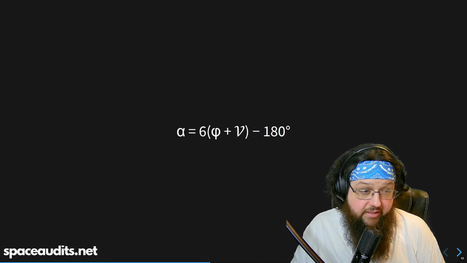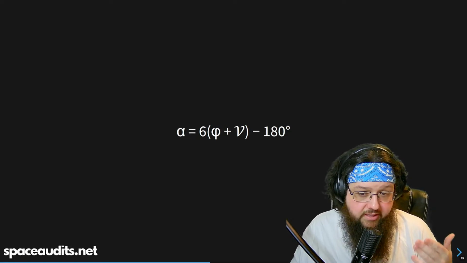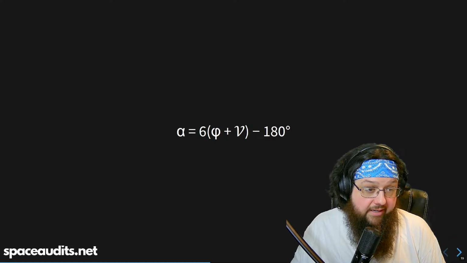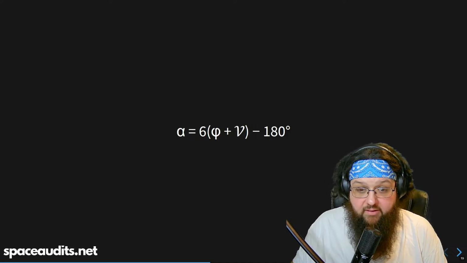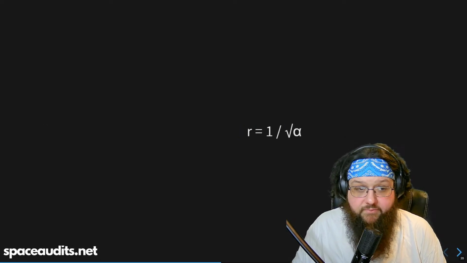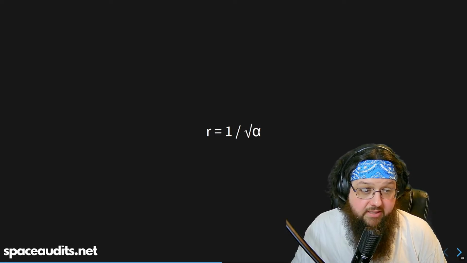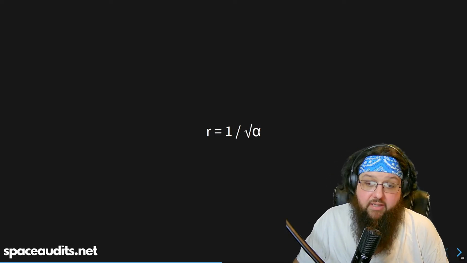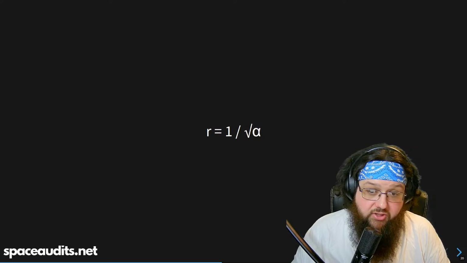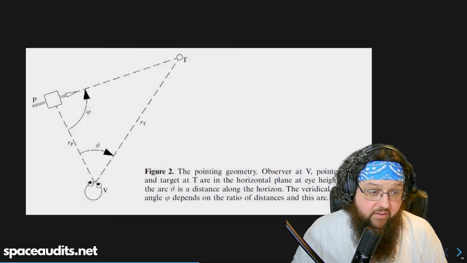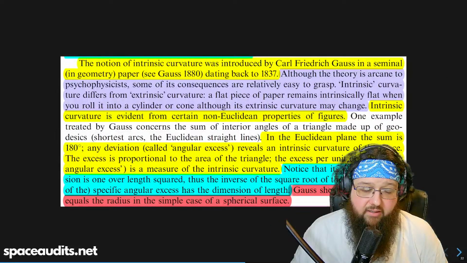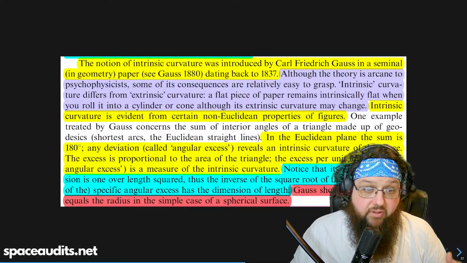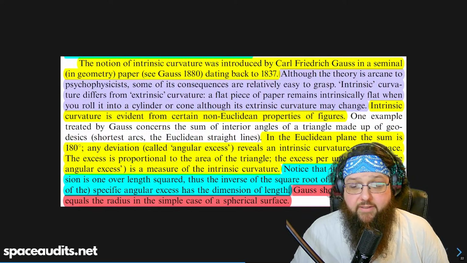So alpha equals 6 times... Gauss's theorem to convert this into a length is 6 times the angular excess minus 180, and that will give you your alpha, or your angular excess. Once you have that, you can turn that into a radius by doing 1 over the square root of alpha, and that will give you an inversely proportional relationship to the radius. So they took those measurements, and they measured out curved visual space with a direct equivalence to how they present Earth curvature to us at 8 inches per mile squared, right?